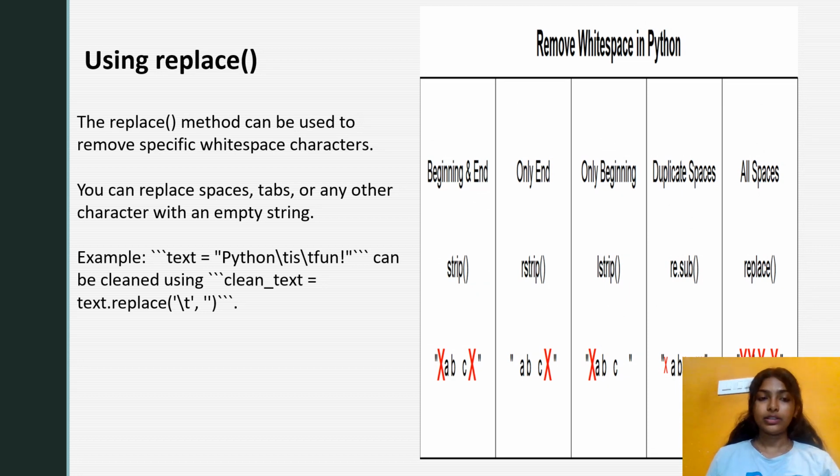Using the replace method, the replace method can be used to remove specific whitespace characters. You can replace spaces, tabs, or any other character with an empty string. For example, text is equal to "Python is fun" can be cleaned using clean_text is equal to text.replace.